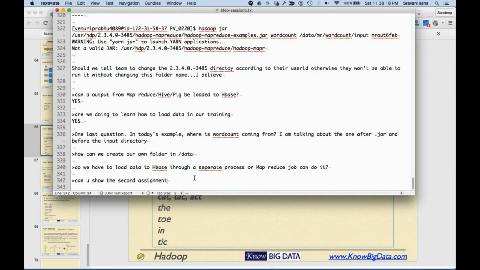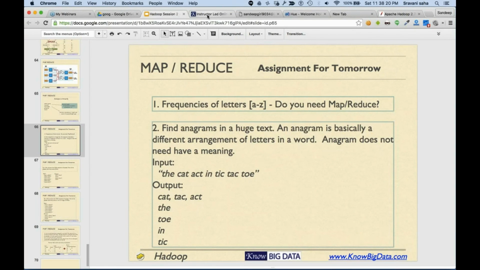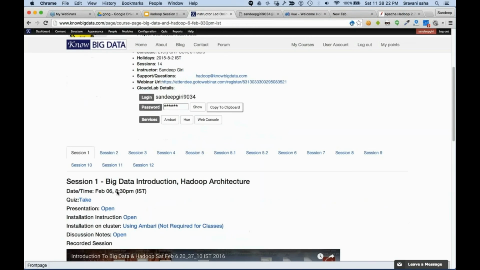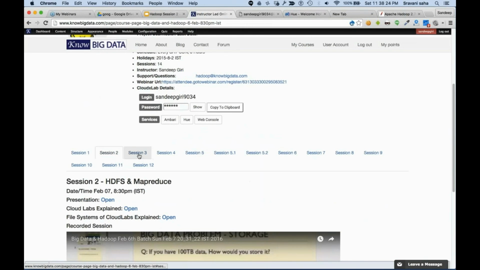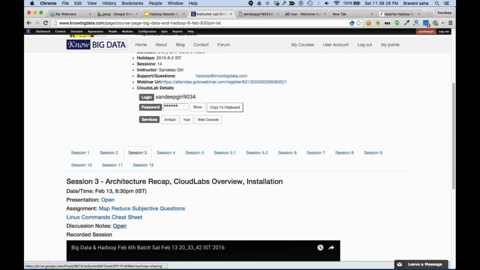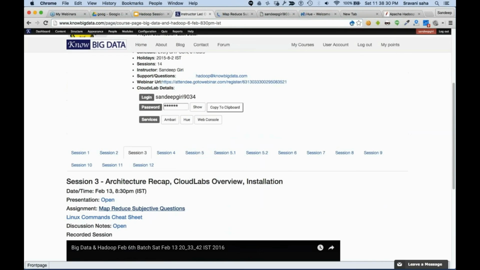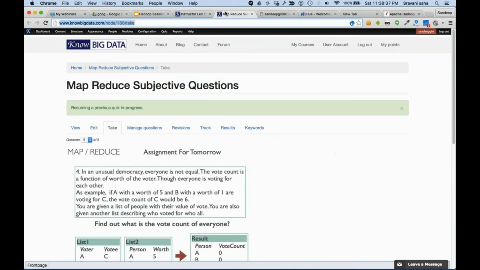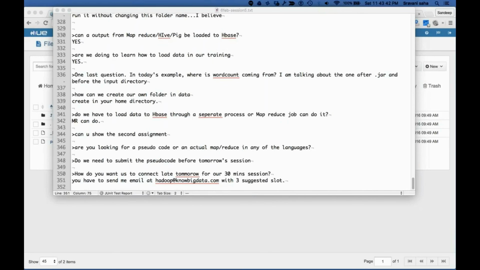All right. Okay. So one is, you can go to here and say, here, this is the one I'm talking about. In session number 3, there's a MapReduce subjective test, subjective questions. Okay. All right. See you then.